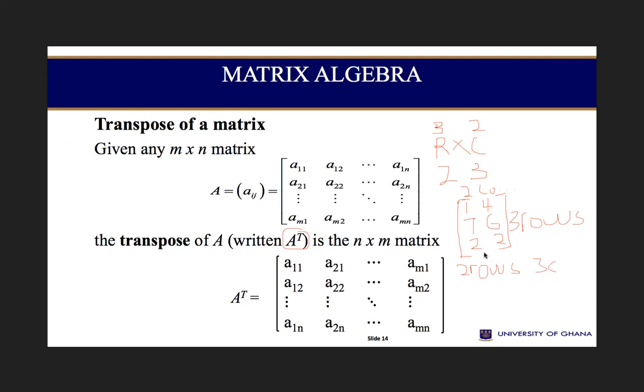So what it simply means is here will now be written like this: 1, 7, 2, and then here will also be written like this: 4, 6, 2. Let me share whiteboard instead. Hold on. Give me 2 minutes.